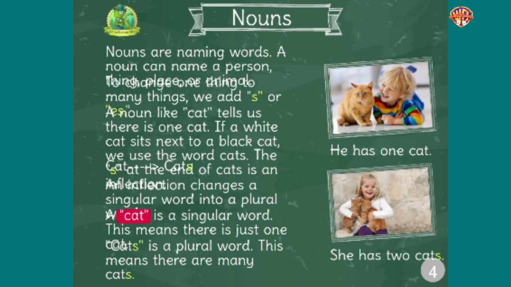A cat is a singular word. This means there is just one cat. Cats is a plural word. This means there are many cats. He has one cat. She has two cats.